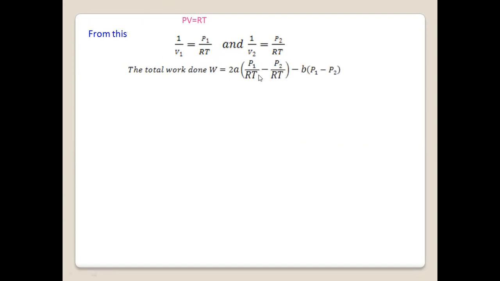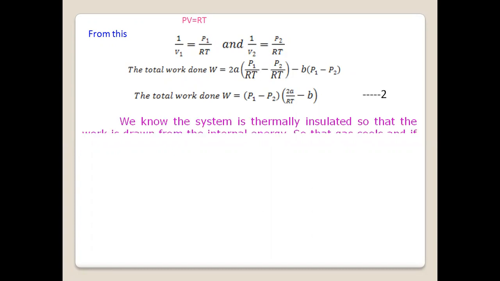by 1 by V1 replaced by P1 by RT and 1 by V2 replaced by P2 by RT, minus b into P1 minus P2. Of course, RT is taken as common, that is 2a by RT into P1 minus P2 minus b into P1 minus P2. Here also P1 minus P2, there also P1 minus P2. When P1 minus P2 is taken as common, that is 2a by RT minus b. So this is the total work done by the gas in the porous plug experiment. That is taken as equation 2.